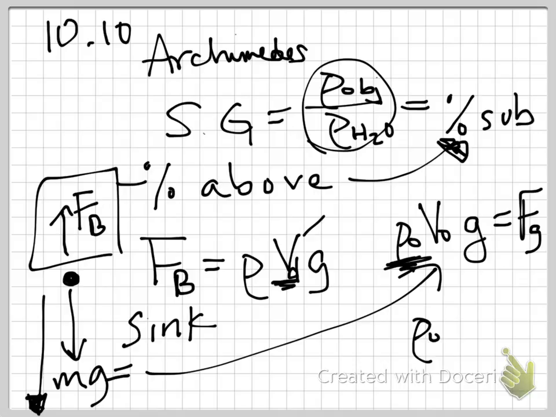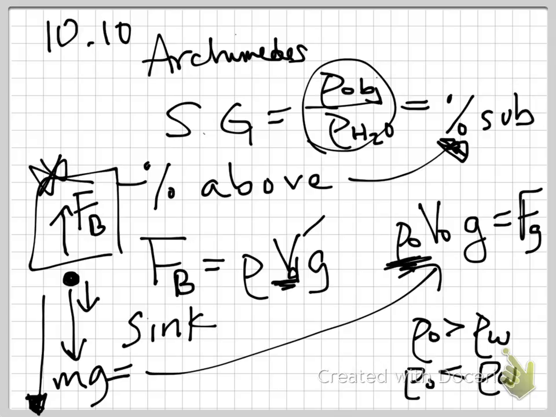So that's if rho of the object is greater than rho of water. If rho of the object is less than rho of water, again, this number is the same, but m times g might be much smaller because the density of the object is so low, then it will float. Okay, so don't lose track of that.